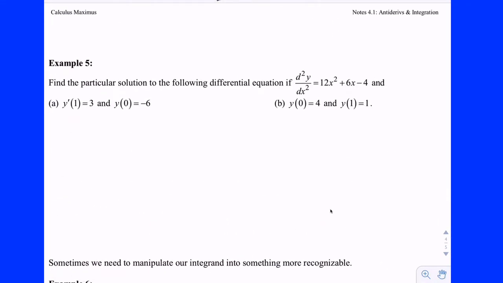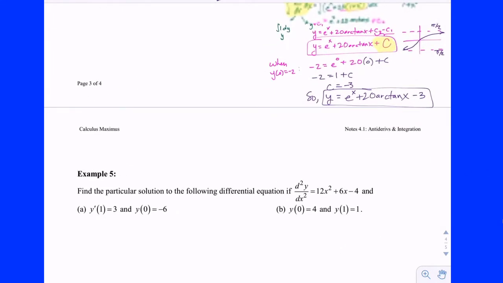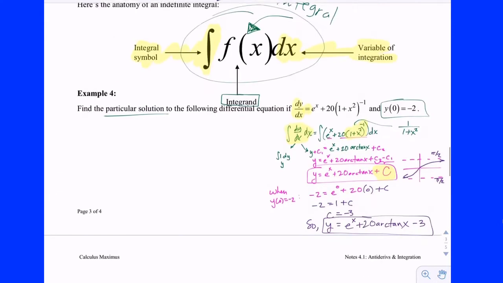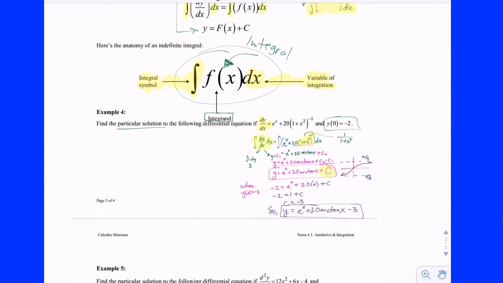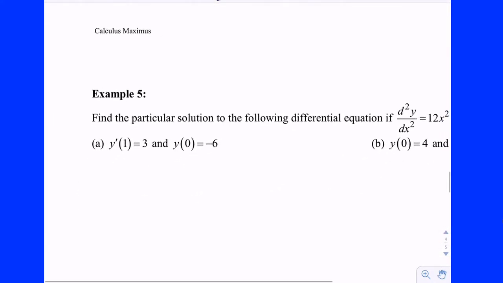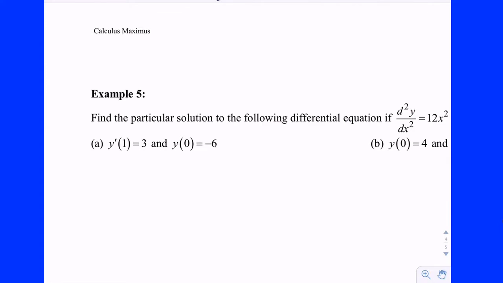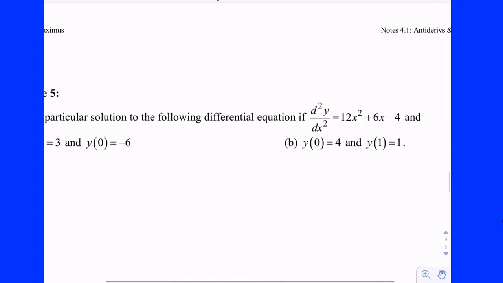All right, we are going to work example 5 two different ways. It's a two-parter. We know how to do three things now, and they're all kind of the same, right? Find the antiderivative of something, solve a differential equation, and now what? Integrate, right? Integrate. So in example 5, it says to find the particular solution to the following differential equation.